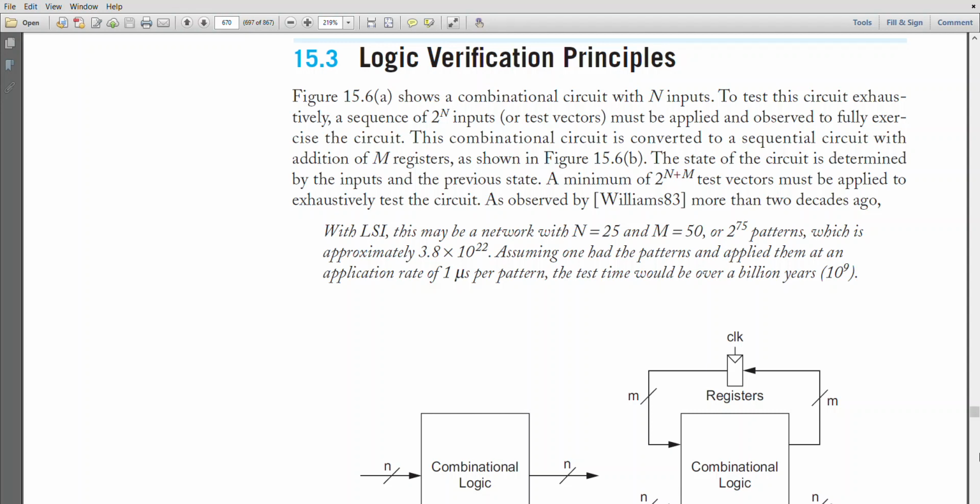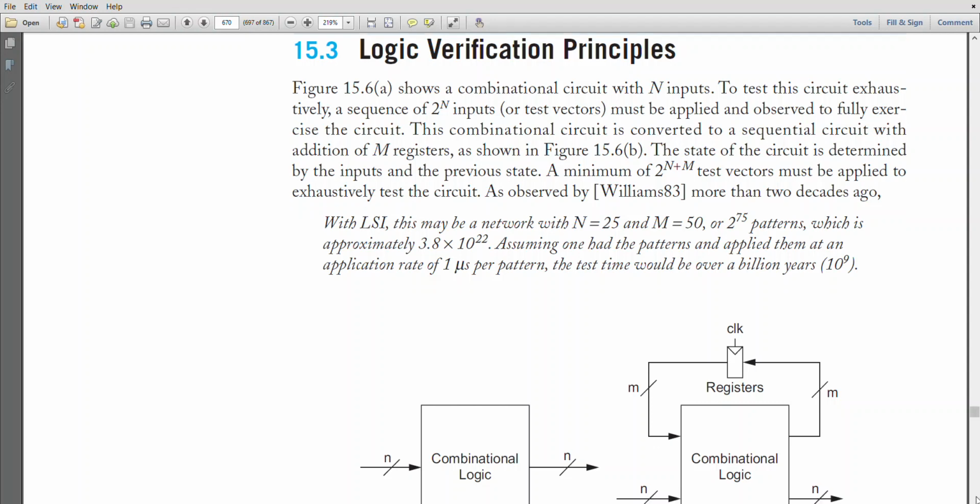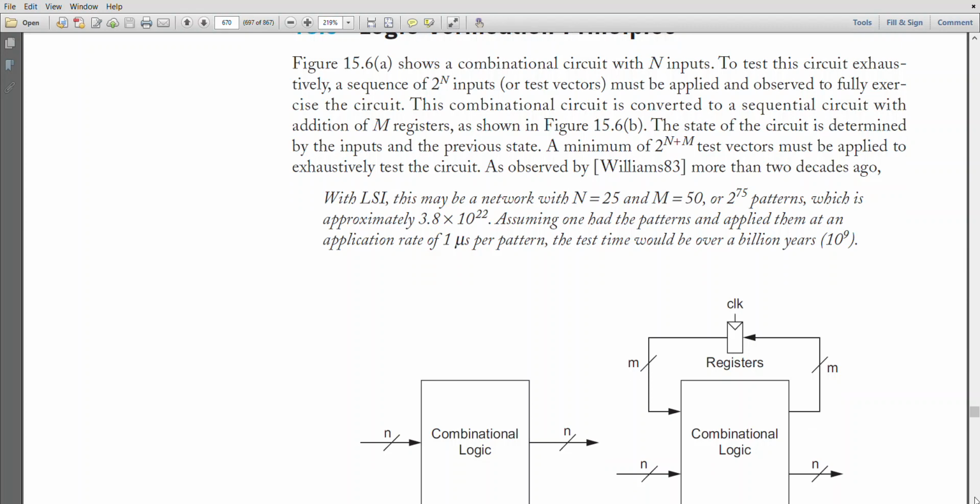It shows a combinational circuit with n inputs. To test this circuit exhaustively, a sequence of 2 to the power n inputs, or test vectors, must be applied and observed to fully exercise the circuit. I have already covered this in the lectures on testing: if you want to test a combinational circuit, 2 to the power n inputs are required if you are talking about test vectors.